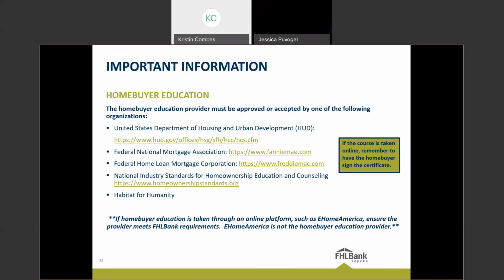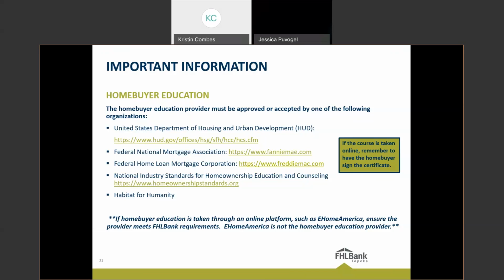If the homebuyer takes the course through an online platform such as eHome America, ensure that the provider of the course is approved. eHome America is not the provider of the course. A couple of other tips. If the course is taken online, make sure the homebuyer signs the certificate. Many times we receive certificates that are not signed, and we have to send the request back for clarification, which delays reimbursement funding.